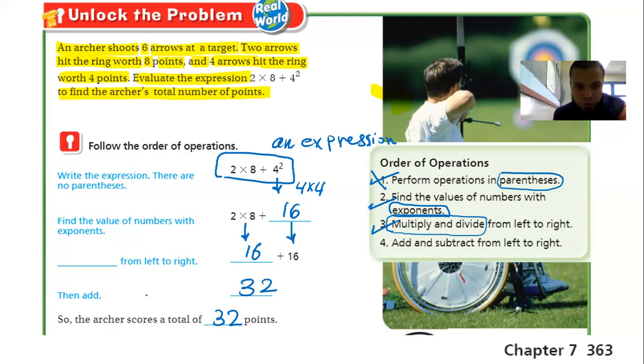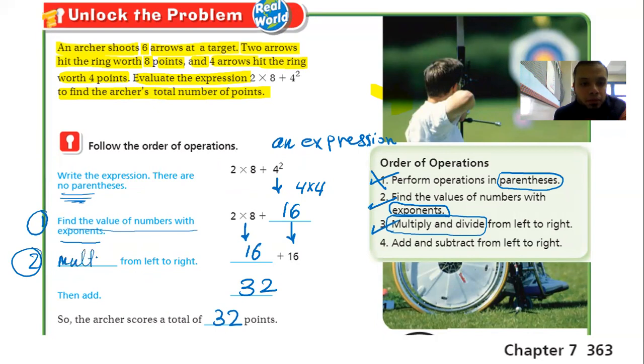32 points, right? If you want to revise the operations that you do here, you need to complete these blanks. Find the value of numbers with exponents. This is the first step. There are no parentheses, do you see? The second step for us is to multiply from left to right. The third step, add. We add 16 plus 16.